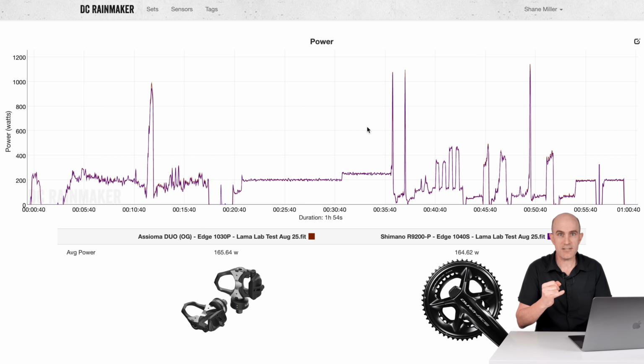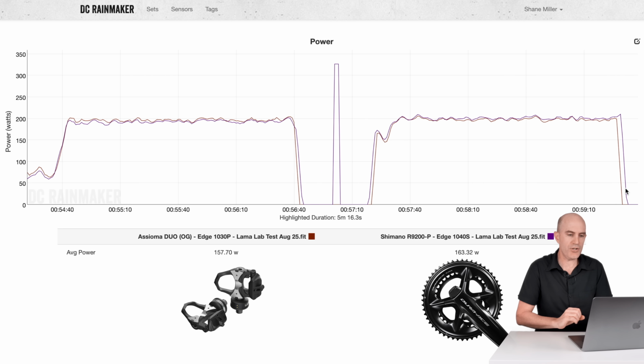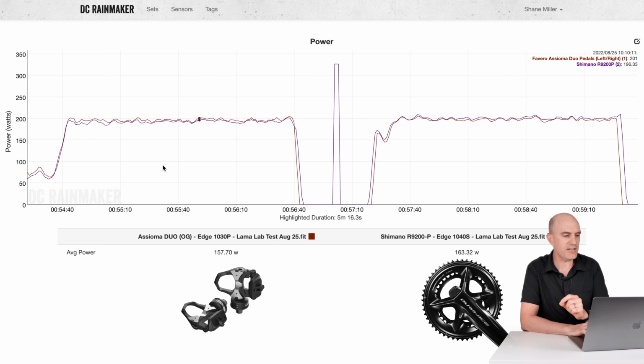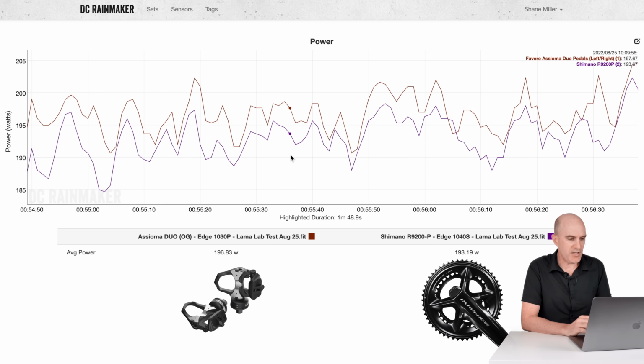The last one to test was the drifting offset. It was done right here. Back to 200 watts erg. And this is very, very slight, but it's still occurring. So 200 watts erg here. Asioma Duos up against the Shimano. 196 on the Asioma Duos, 193 on the Shimano.